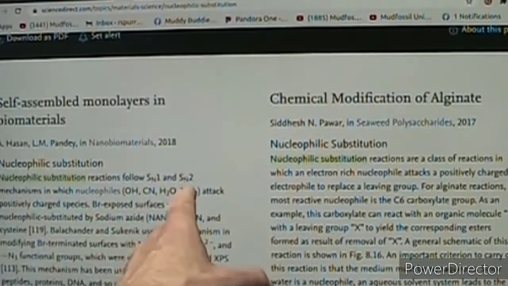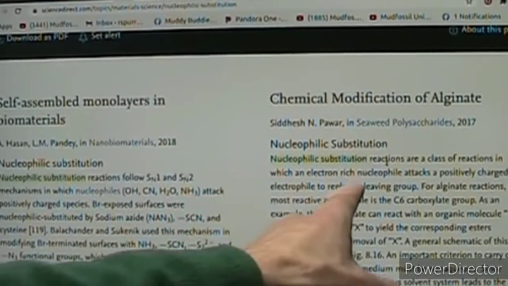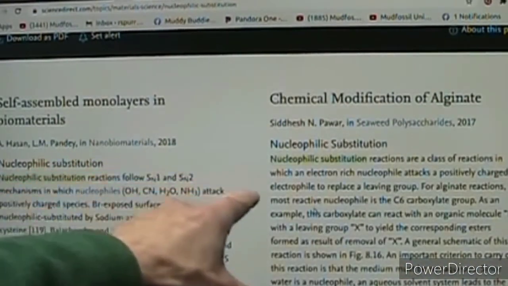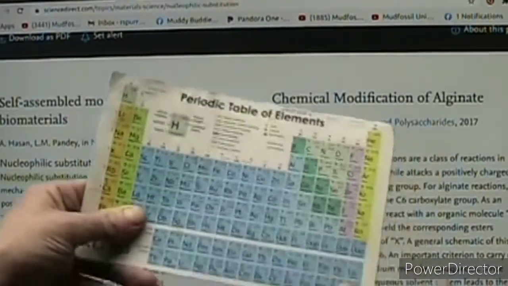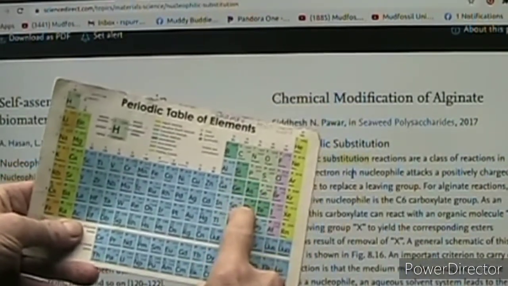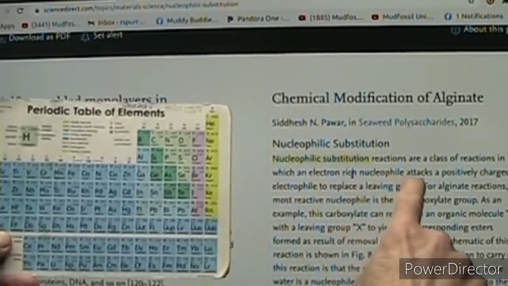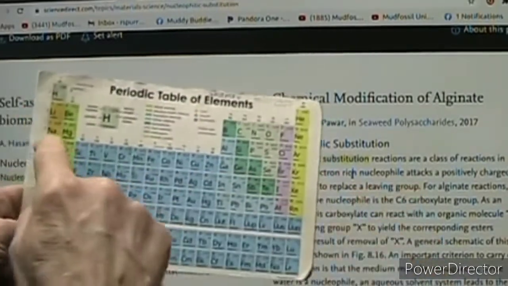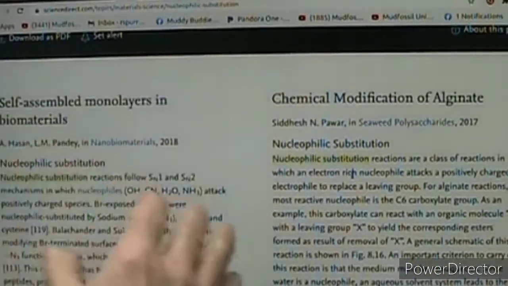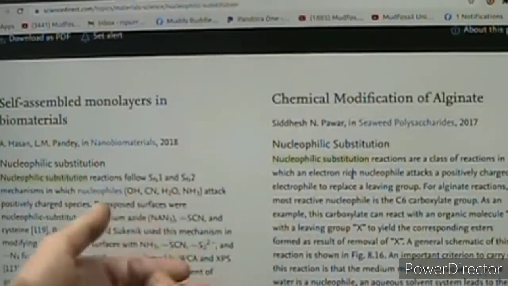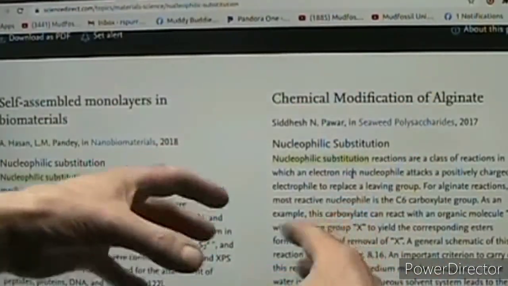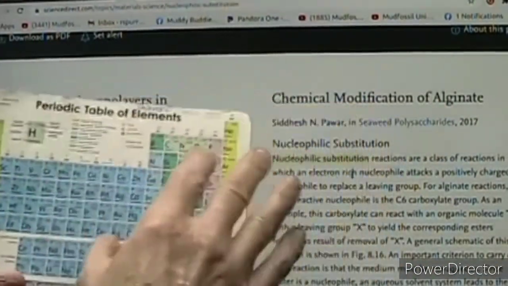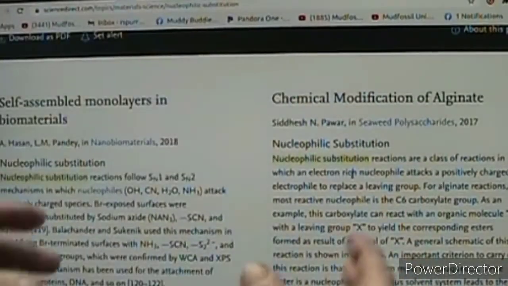All it's telling you is nucleophilic substitution is a reaction, or a class of reactions, a whole broad range of them, where an electron-rich nucleophile, which has a lot of extra electrons, attacks a positively charged electrophile to replace a leaving group. So one of these that has a lot of electrons forces itself in to stabilize something that normally would be given and taken in your transition metals and the life processes, and then it stabilizes it.